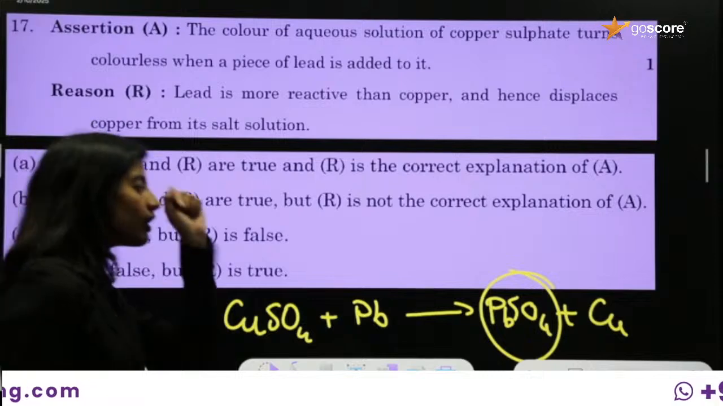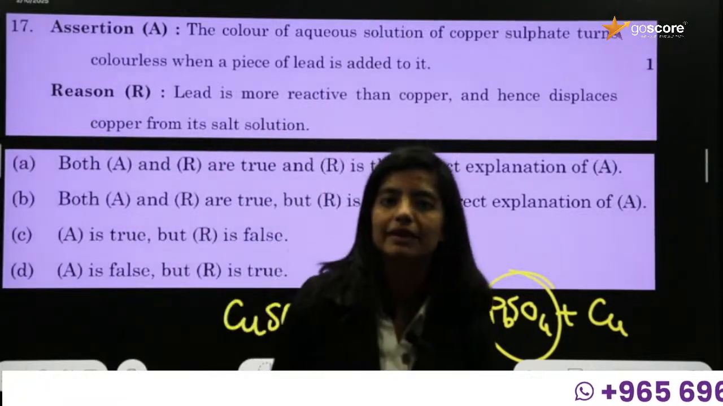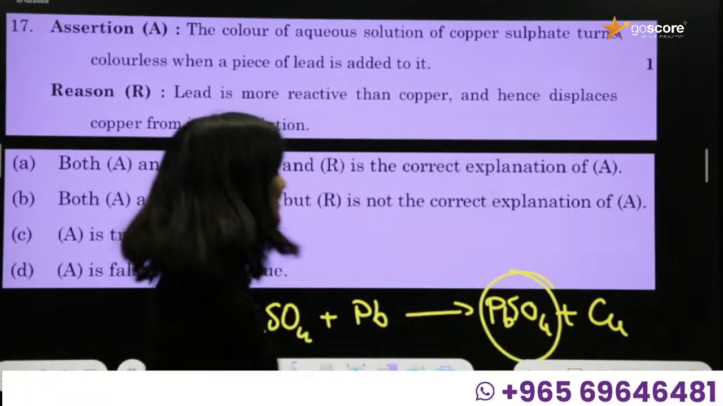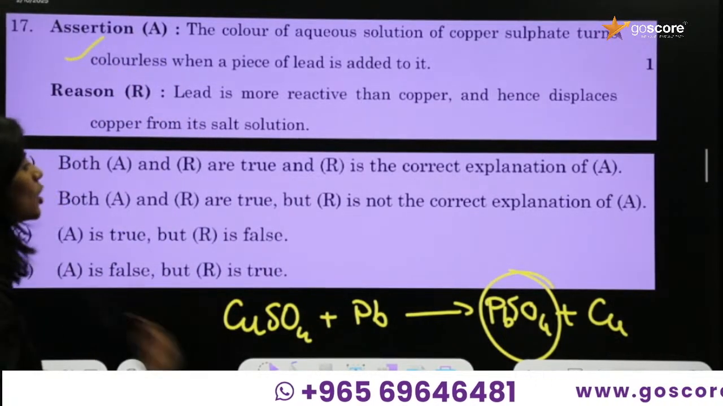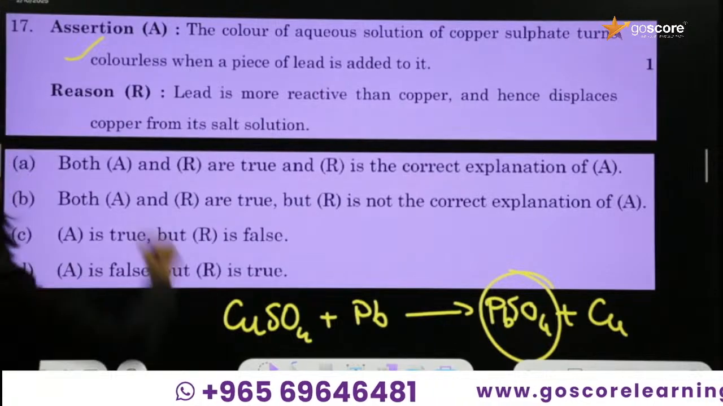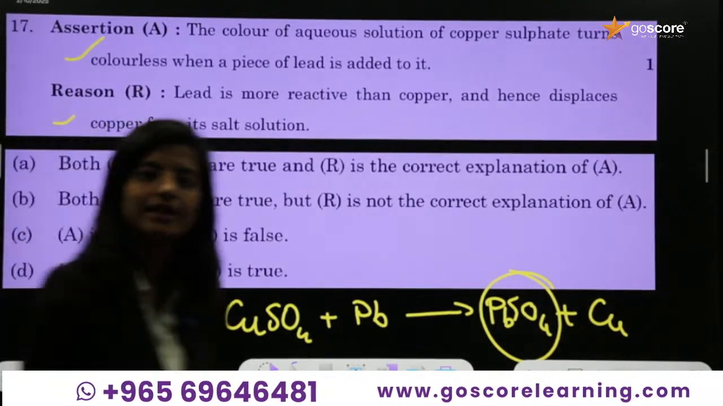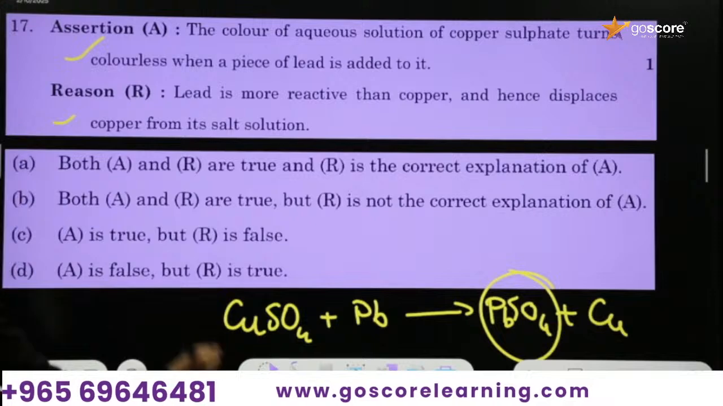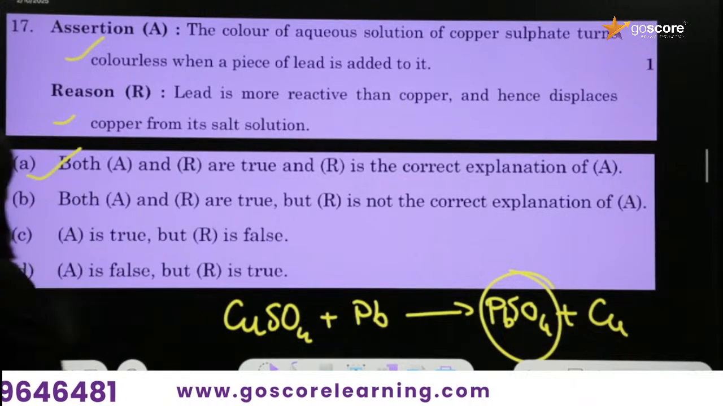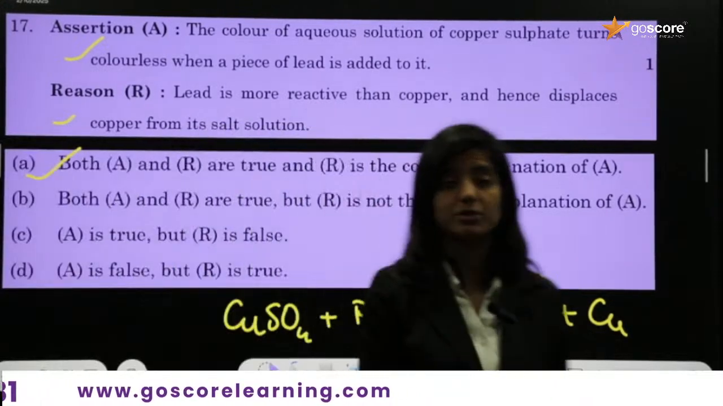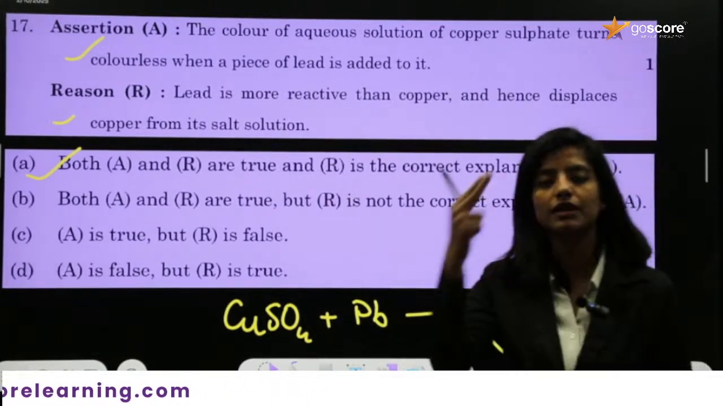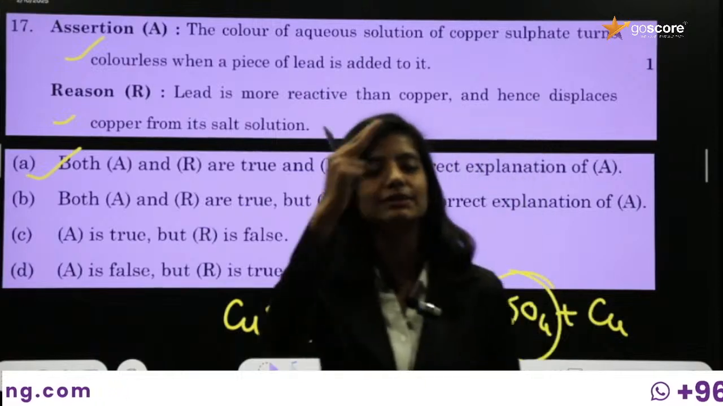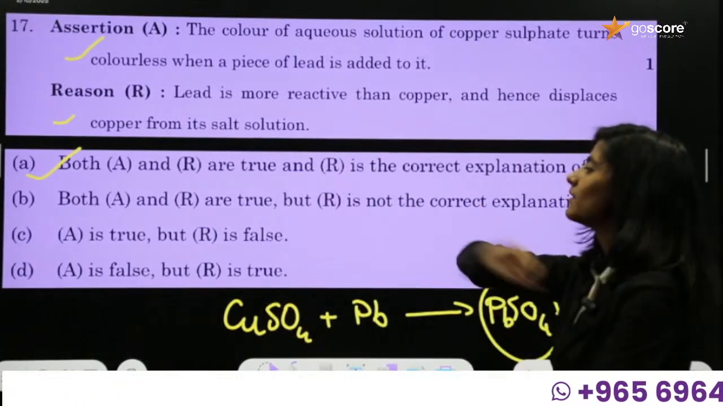So always remember to read the complete assertion first. So that's a true statement. Lead is more reactive than the copper and hence displaces the copper from its salt solution. Reason is again correct. And remember, reason is the correct explanation for the assertion, that will be falling into option A. So if you write assertion and reason, both of them are correct, and give the correct explanation for the assertion, you will get 1 mark.